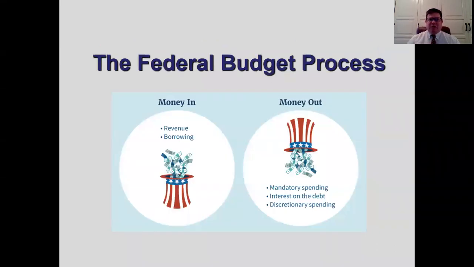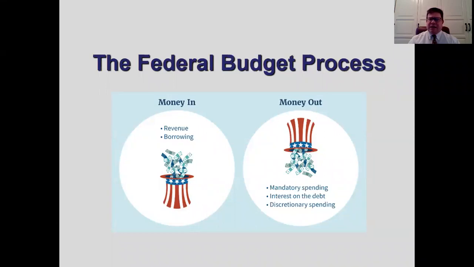So when we look at the federal budget process, the easiest way to think about it is money in, money out. Right? We have certain revenues that we need to raise. Oftentimes we don't raise enough revenue to pay for all the things that we're paying for, so we need to borrow money. And then money goes out into a number of different categories. One is mandatory spending, and those are things like Social Security and Medicare and various other means-tested programs that people are eligible for under the law. And these basically are on autopilot because people are eligible for certain benefits.